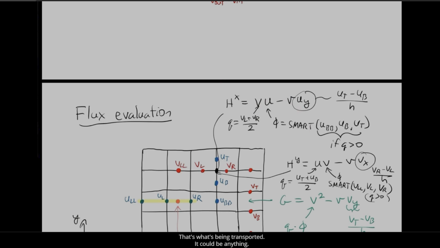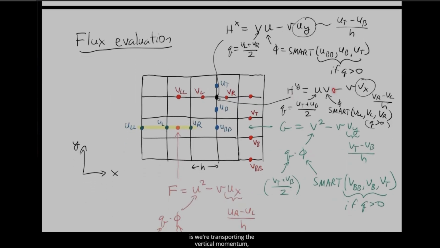That's what's being transported. It could be anything. You could be transporting a temperature, or some concentration of something. But we're transporting x momentum, and we're transporting it in the vertical direction. And that's why the q, the transport velocity, is computed from the v velocity. If we're transporting anything else in the vertical direction, we would still use the same q, but a different phi. So that's the breakdown. Whereas for hy, the difference is we're transporting the vertical momentum, so we use the vertical velocity. Remember, our density is always 1. That's my phi, and I'm transporting it horizontally, so my u is my transport velocity.